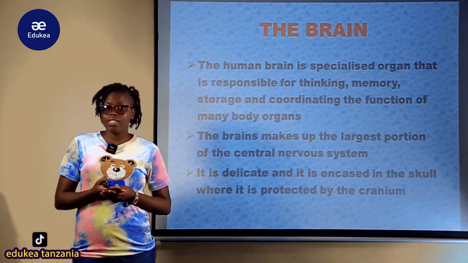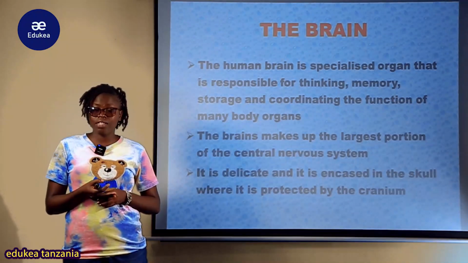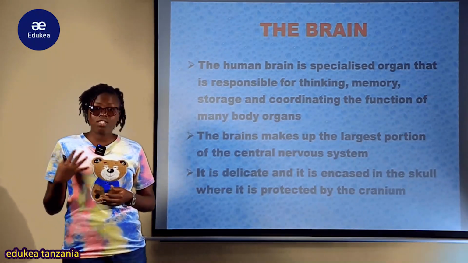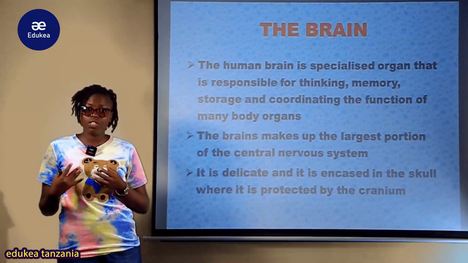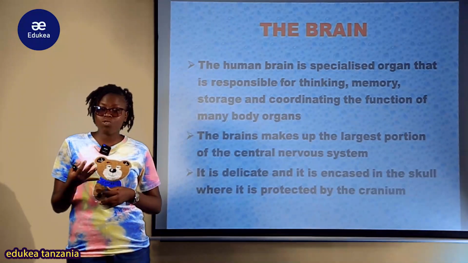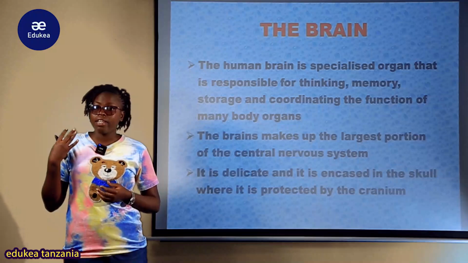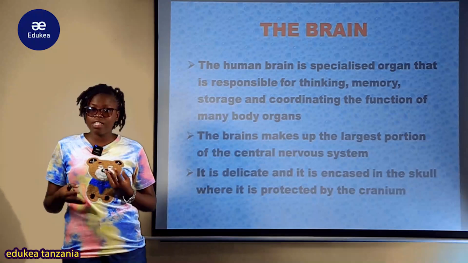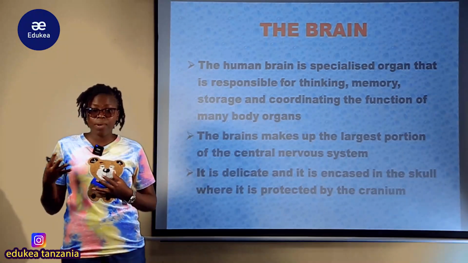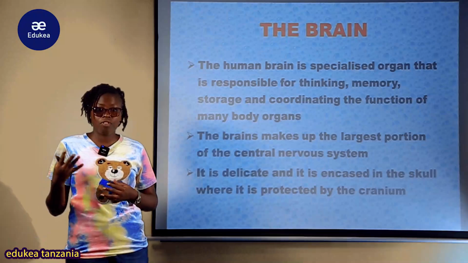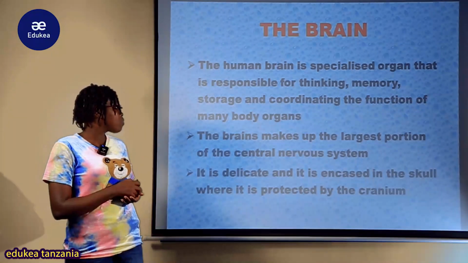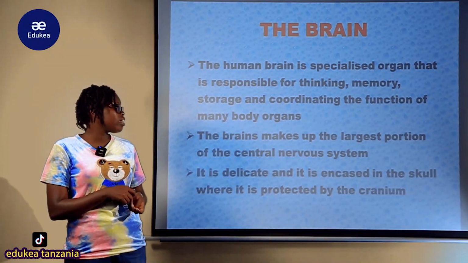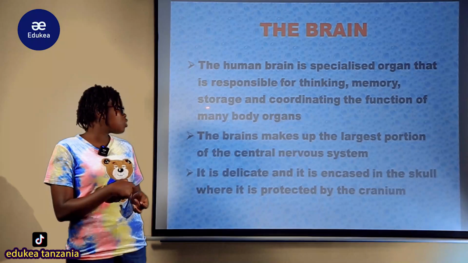Now, let us discuss one of the parts of the central nervous system, which is the brain. So, the brain, as you see, is one of the control centers which functions in the analysis of the received impulses so as to provide a required response, or determine the response pertaining to those particular received impulses, so as to make sure that the action which is taken is correct depending on the particular received impulses detected by the sense organs. So the human brain is a specialized organ that is responsible for thinking, memory, storage and coordinating the function of many body organs.